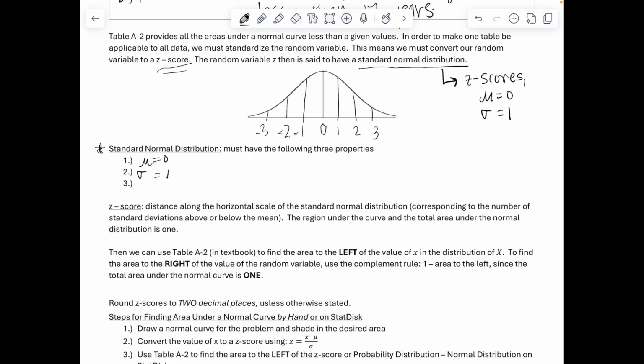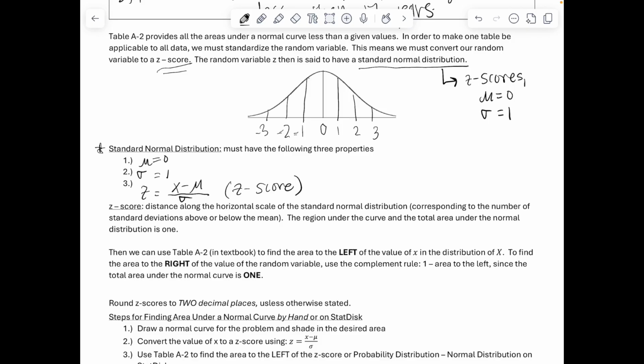And then also we are going to use z-scores, which are going to be x minus the mean, all over the standard deviation. And again, this is called a z-score that we saw a few chapters ago. So a z-score is a distance along the horizontal scale of a standard normal distribution corresponding to the number of standard deviations above or below the mean.